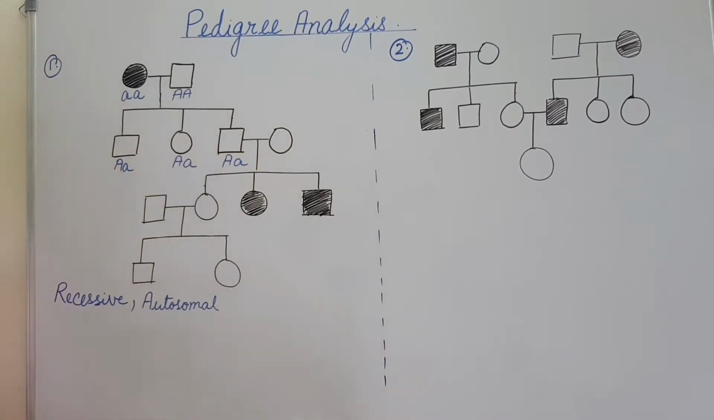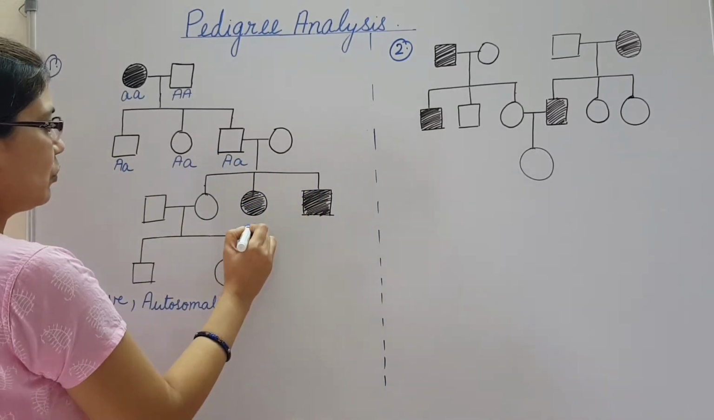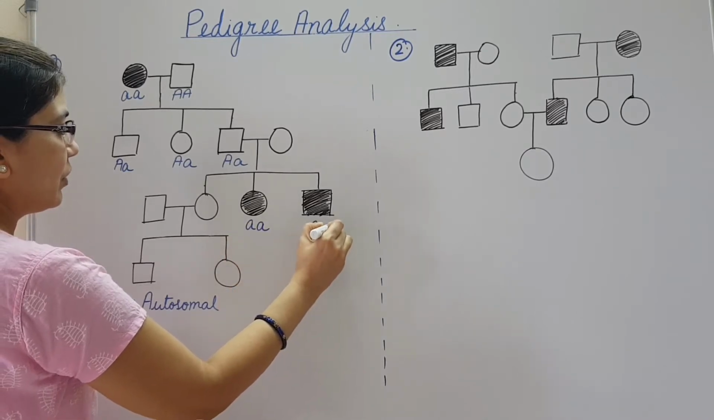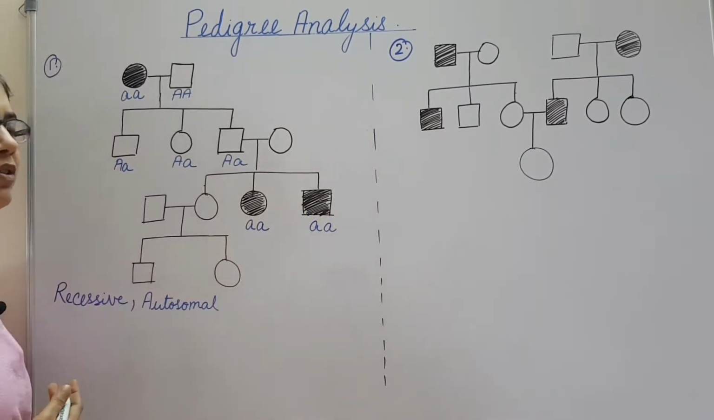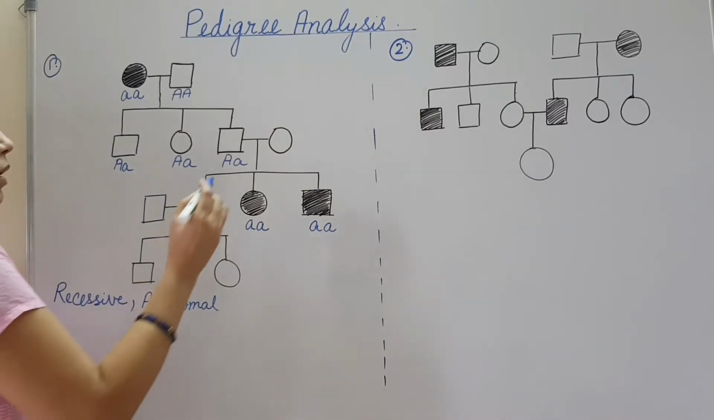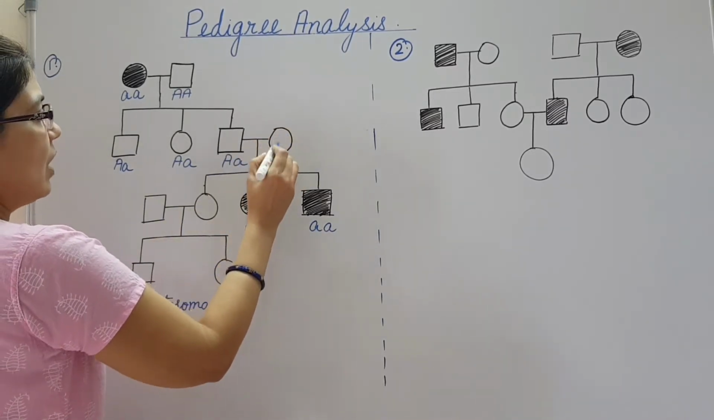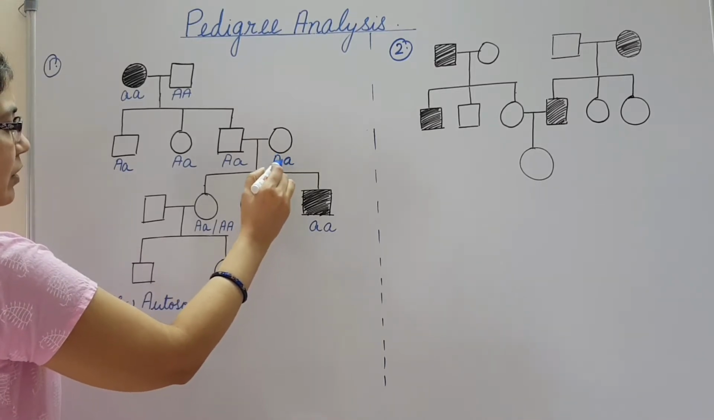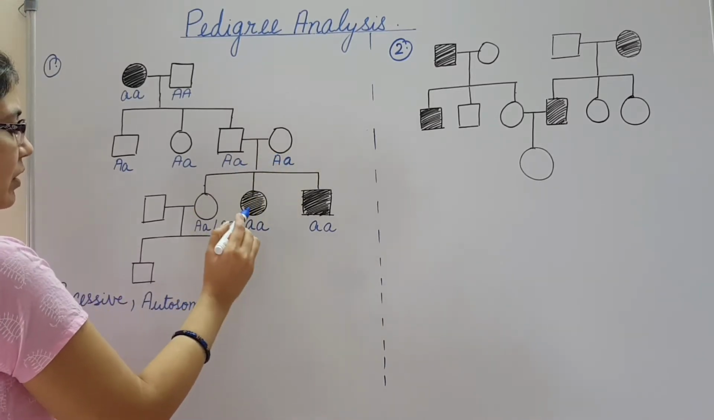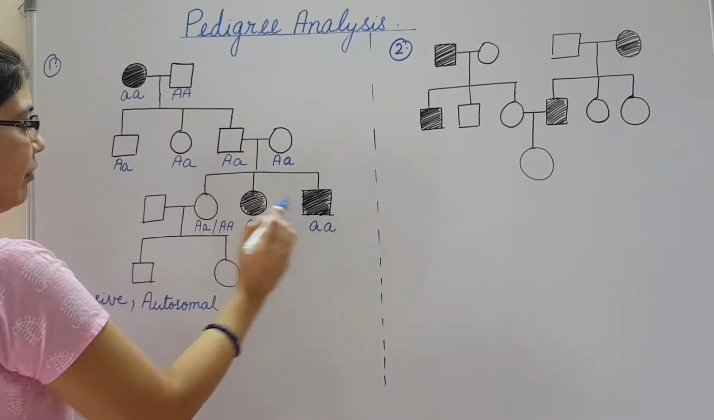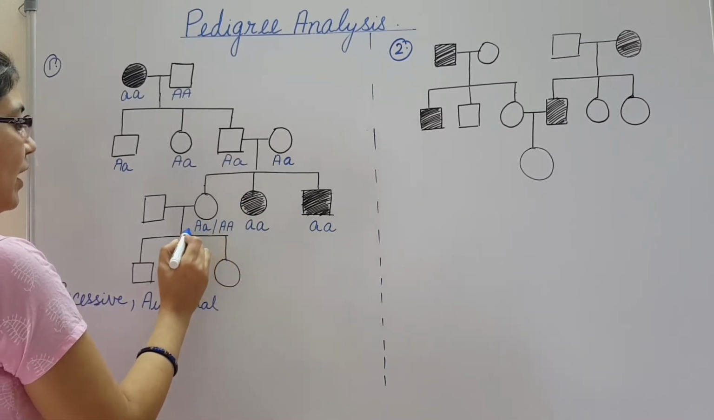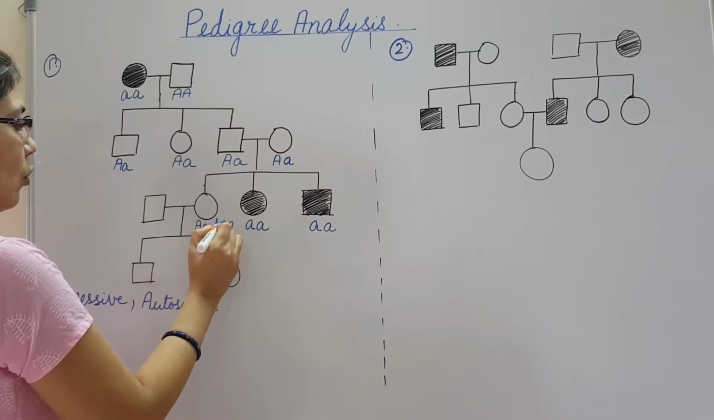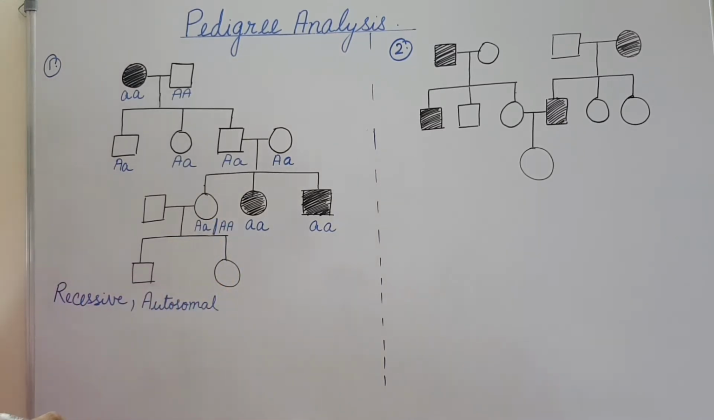In this generation, two affected individuals are present. It means they are homozygous for the recessive allele responsible for the trait. This is unaffected, so this will also be heterozygous, that is one dominant and one recessive allele is present. These two are affected and this is unaffected. It may be in the heterozygous state or it may have homozygous dominant allele.